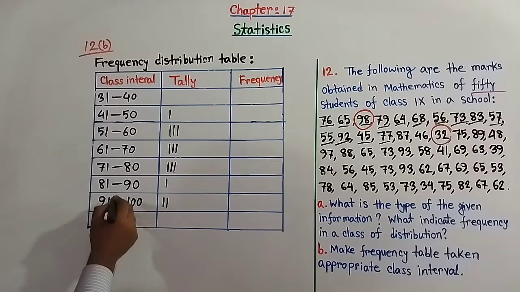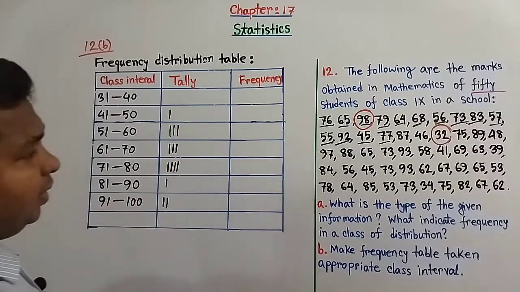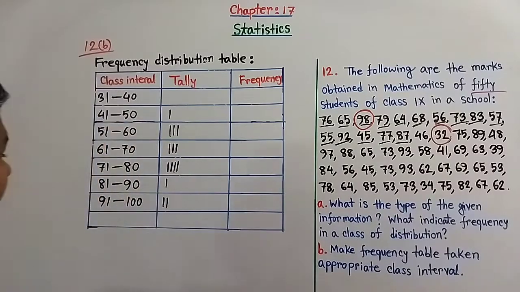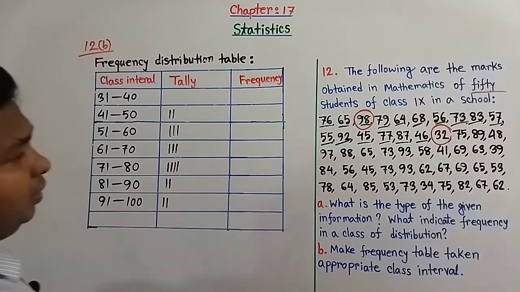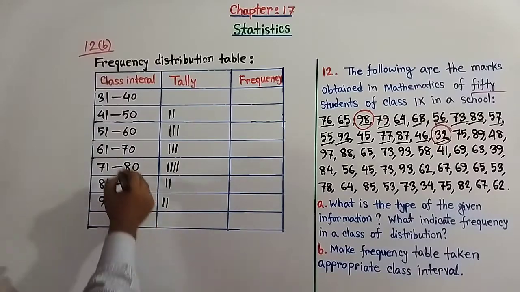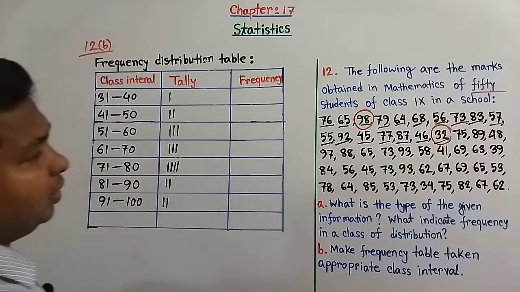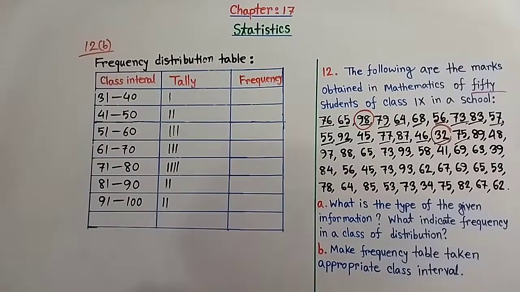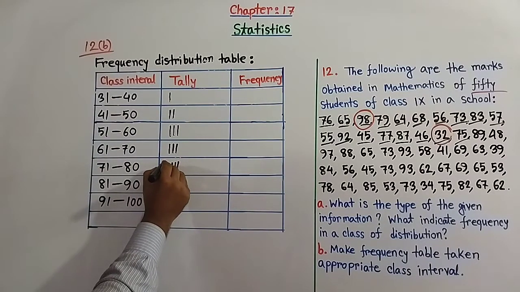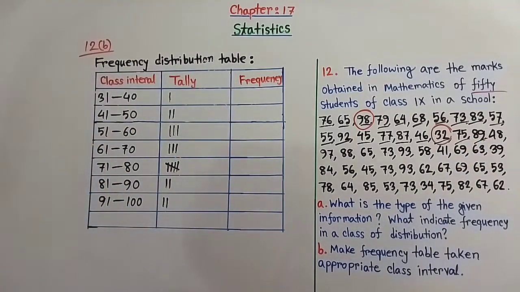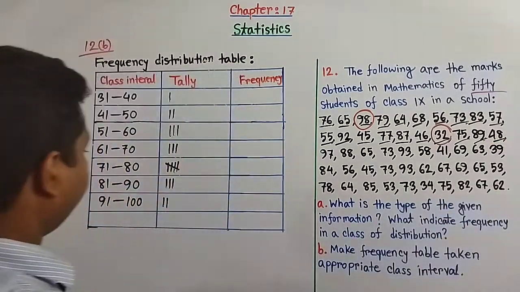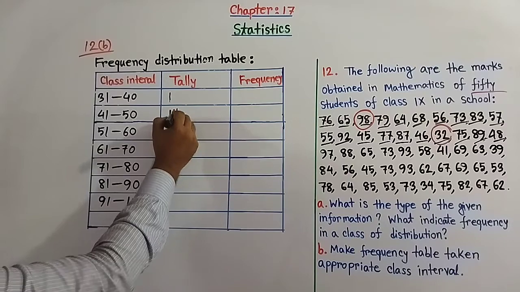Then 77. Here 77 will be here. Then 87. So 87 will be here. Then 46. So 46 will be here. Then 32. 32 will be at first class. Then 75. 75 will be in this class. Then 89. So 89 will be here. Then 48. So for 48 here.